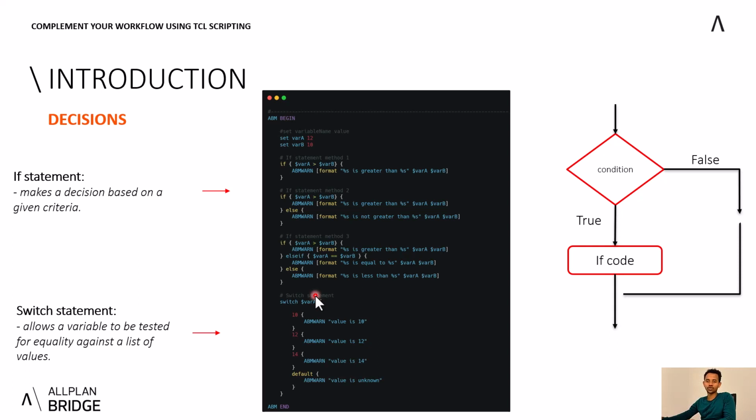This also allows a variable to be tested for equality against a list of values. So we can have a var a, for example, here 12. We're checking if the value of this var a is equal to 10, 12, or 14. If it's 10, show this. If it's 12, show this. If it's 14, show this, or do this code. By default, if it's not equal to any of these three, it's going to give the default, so it's going to say here the value is unknown. This is just a small code snippet to demonstrate switch.